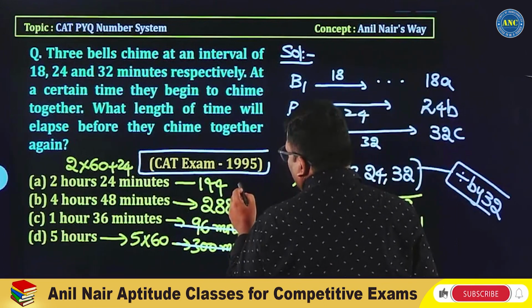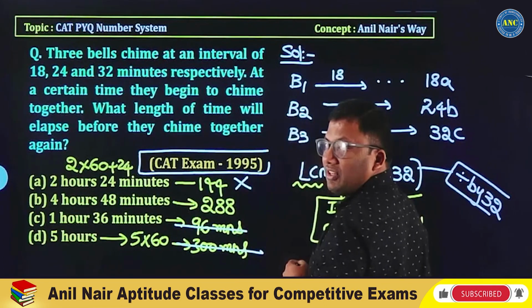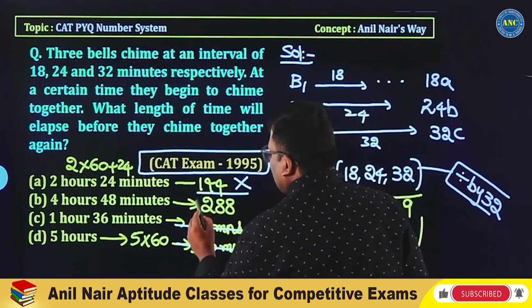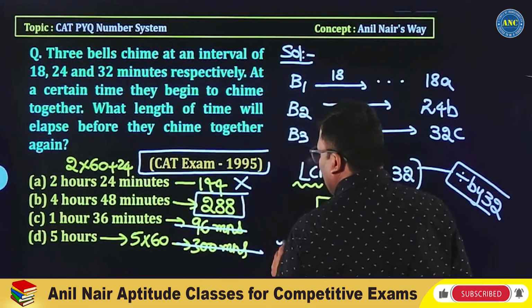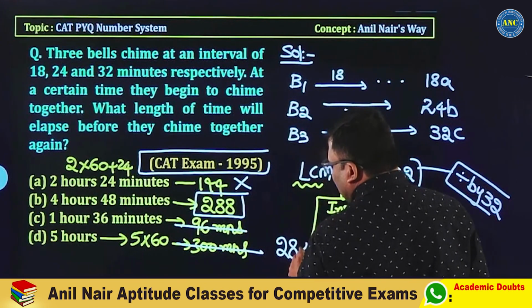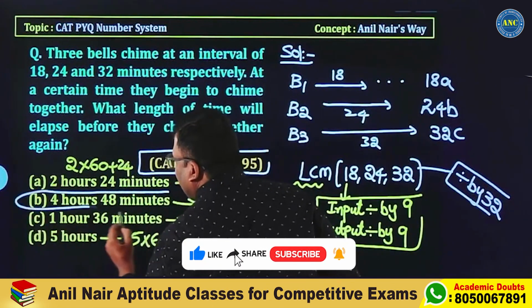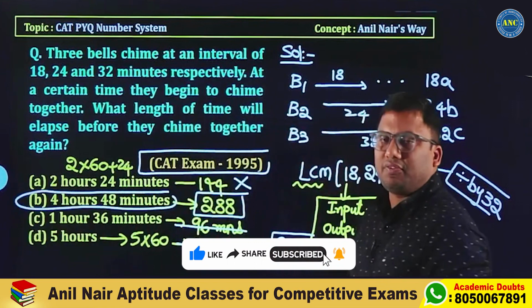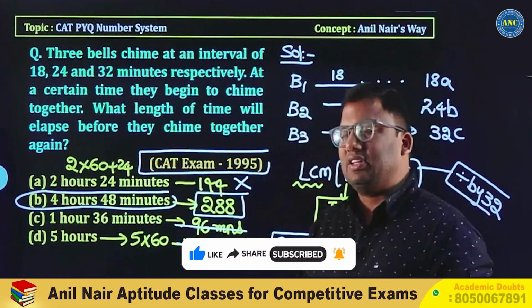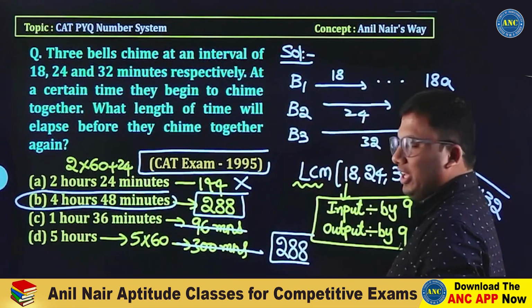32 4s are 128, 32 5s are 160. Not possible. So, answer for this question is 288. Without even doing the LCM, how I got the answer? Answer for this question is 4 hours 48 minutes.